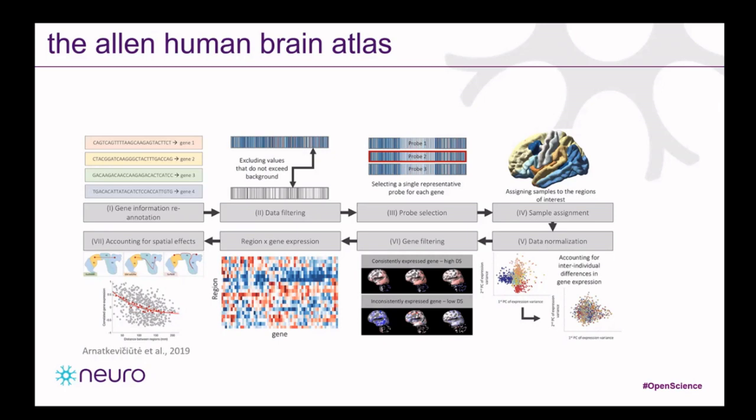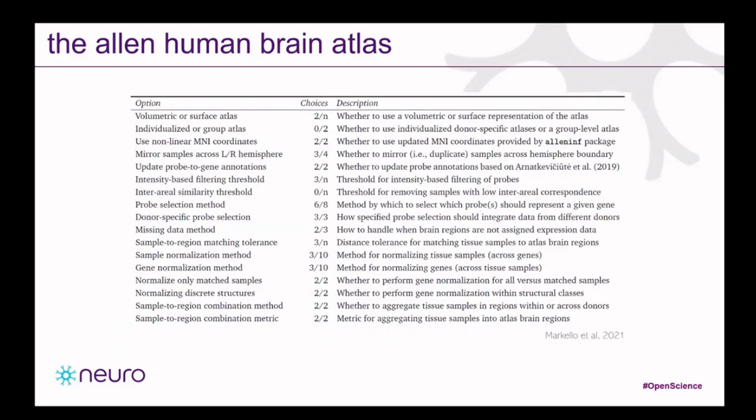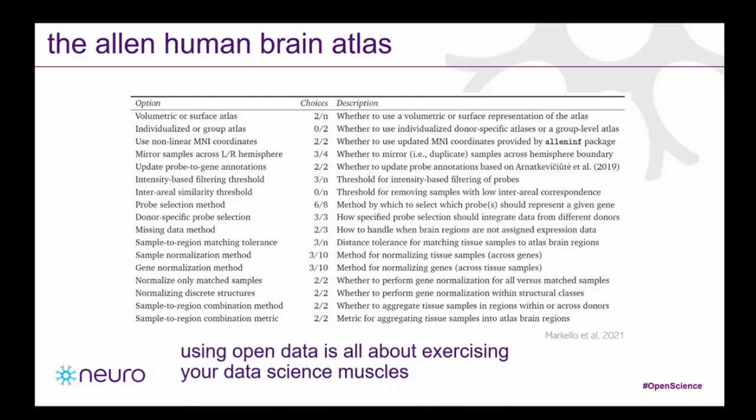Okay, so there was the whole data thing, accessing that. And then there's like a million processing steps. Let's say that you're a cognitive neuroscientist and you barely ever think about gene expression, and now you're being thrown all this information, which is very overwhelming. And then, by the way, here's just a list of all the different options you can decide on for how you want to get your gene expression. It's really overwhelming.